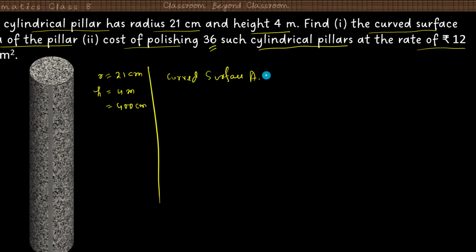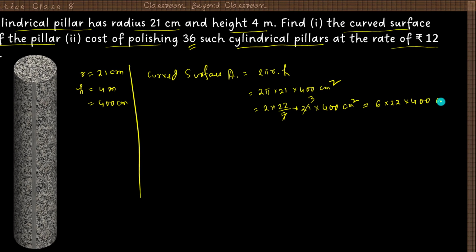The curved surface area is equal to twice pi r into h. This is equal to twice pi, r is equal to 21, h is equal to 400 centimeter square, is equal to 2 into 22 by 7 into 21 into 400 centimeter square. 7 3s are 21, is equal to 6 into 22 into 400 centimeter square. Area of 36 pillars is equal to 36 multiplied by 6 into 22 into 400 centimeters square.